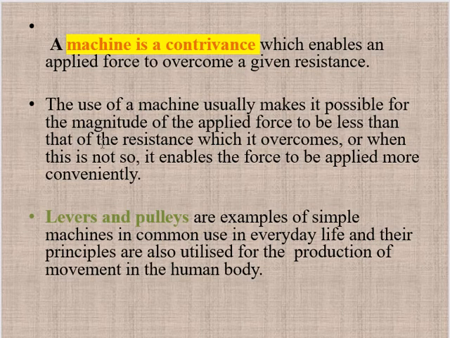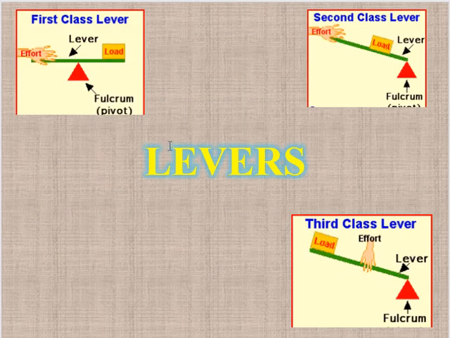more conveniently. Levers and pulleys are examples of simple machines in common use in everyday life, and their principles are also utilized for the production of movement in the human body. Now let's start with these machines. First we study about lever.